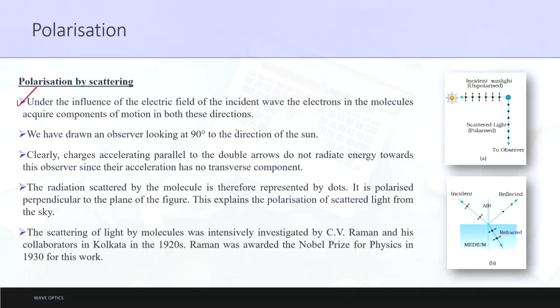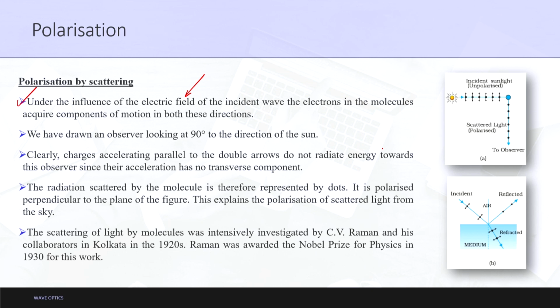That is what is written here: under the influence of the electric field, because this is uniform throughout the atmosphere of the incident waves, the electrons in the molecules acquire components of motion in both these directions. Therefore, there is a y polarization also and a z polarization also. We have drawn an observer looking at 90 degrees to the direction of the sun.